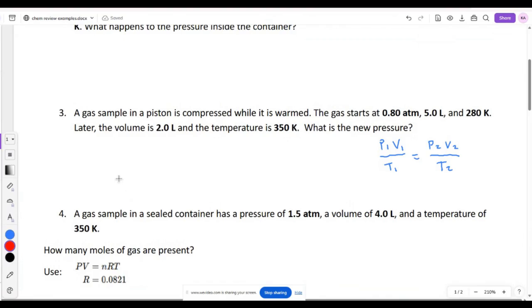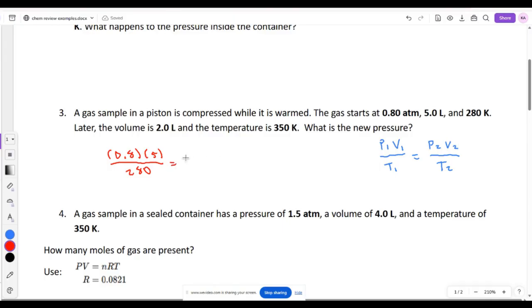All right, number 3, this is a combined gas law problem. I wrote down the equation over here on the right, which will be provided for you. So it's just filling in variables. 0.8 atm is pressure 1, P1. Volume is 5 liters. You've got to know these units by now. Volume is in liters, pressure is in atmospheres or kilopascals, and 280 is a temperature in Kelvin. So T1 is 280.